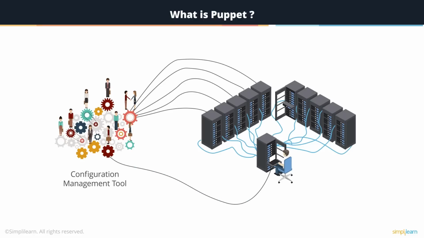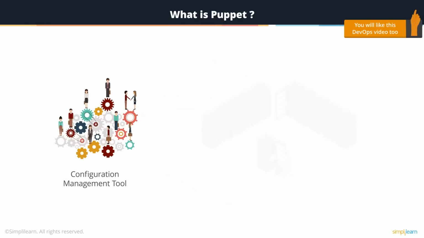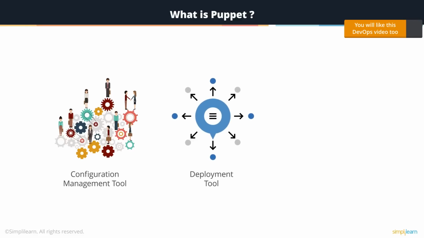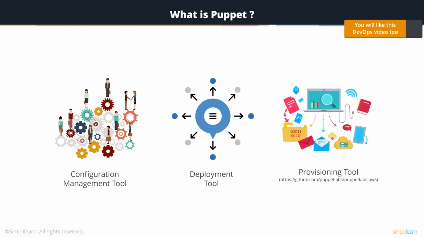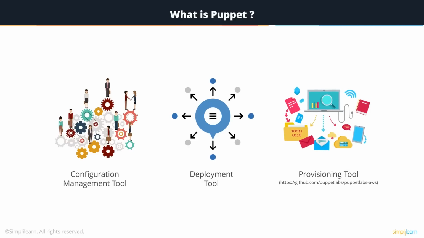Now, in addition to managing server configuration, it is also used by a lot of people in deployments. People use Puppet as a deployment tool in their infrastructure because they don't want to use two tools, one for configuration management and the other for deployment. So that is the motivation for using Puppet as a deployment tool. People also use Puppet as a provisioning tool. There is a Puppet Labs AWS module, which is available on GitHub, and that is from Puppet Labs itself. There's a link for that. It helps you to provision instances and other things on Amazon Web Services.